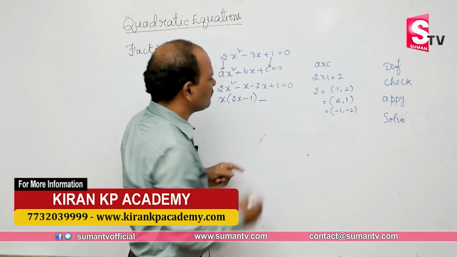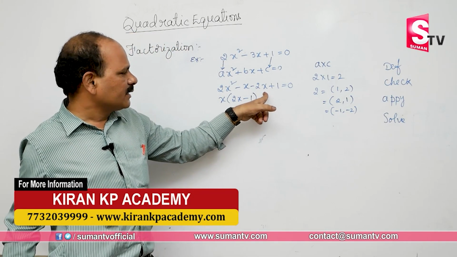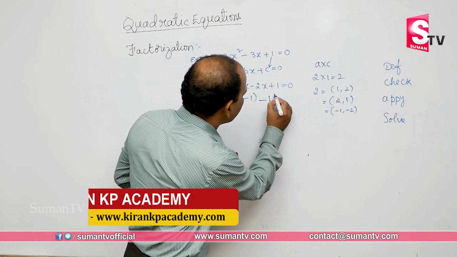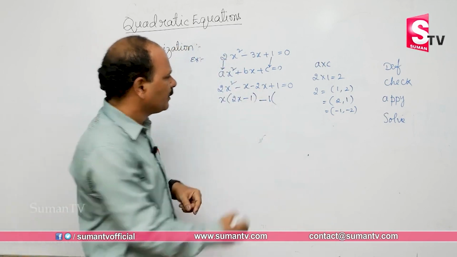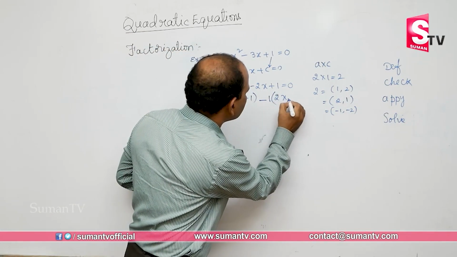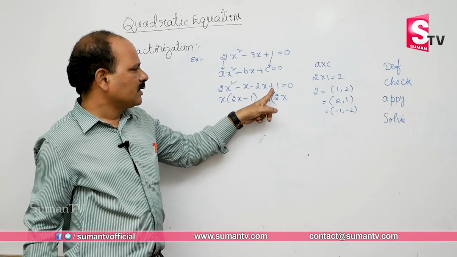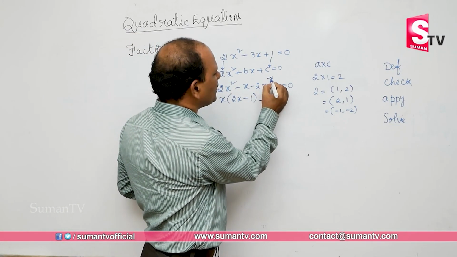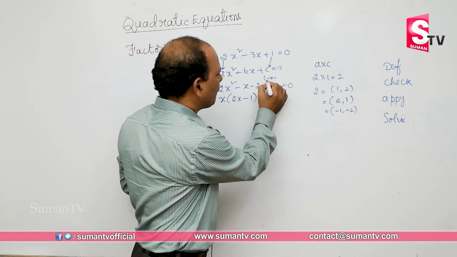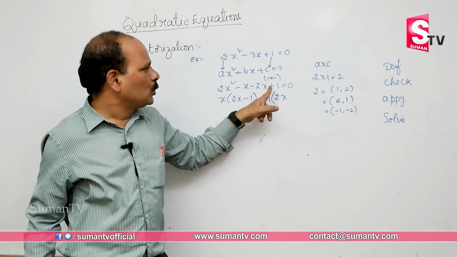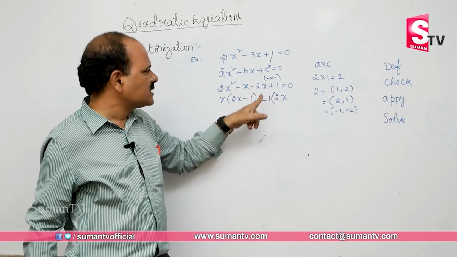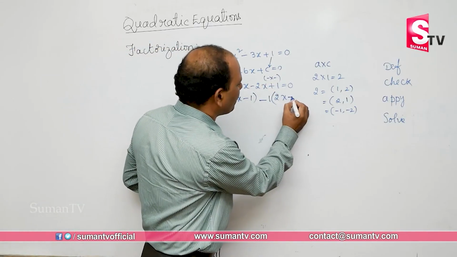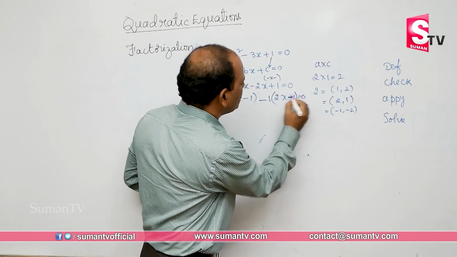Now, from the other part, I can take minus 1 common. Once minus 1 is taken common, here 2x remains, and minus into minus will become plus. One minus went common, so another minus is there, that is minus 1, and the constant term is plus 1.